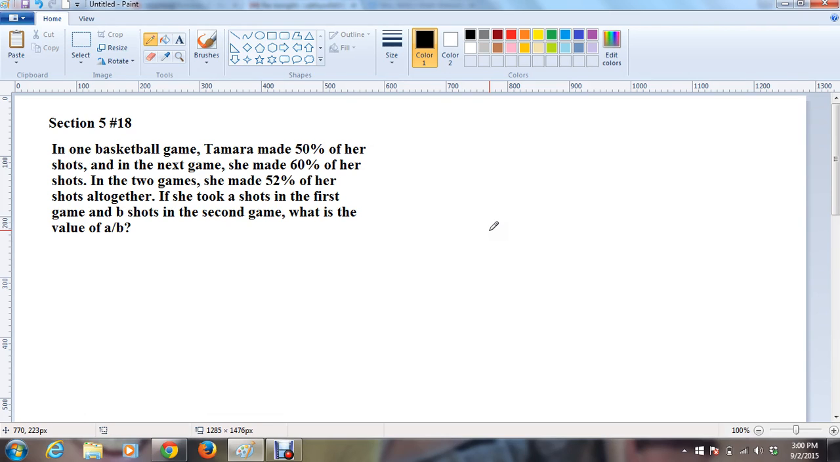So we can make an equation out of this because basically they're telling us 2 different ways to talk about how many shots she actually made. So one way to talk about it is to say, okay, well, in the first game, she made 50% of A shots, so 0.50 times A is how many she made in the first game. And then in the second game, she made 60% of the B shots she took. And then they tell us another way to talk about it. They say she made 52% of all her shots that she took together.